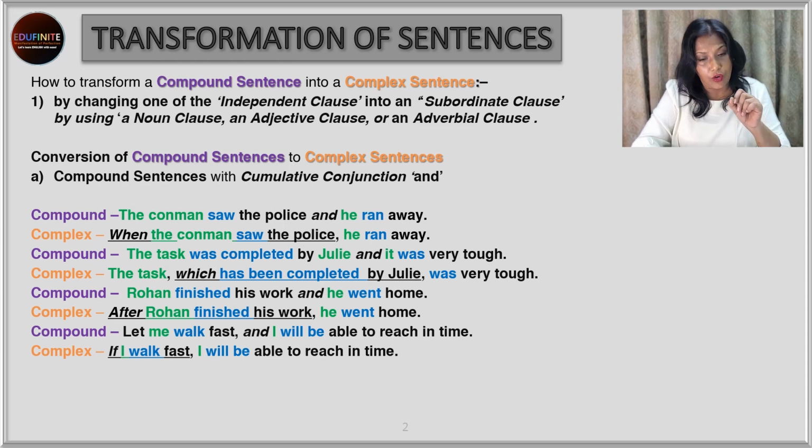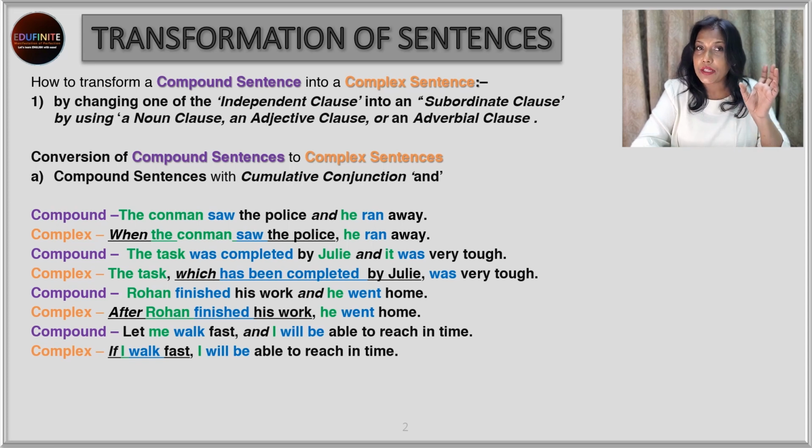If I walk fast, I will be able to reach in time. We remove the coordinating conjunction and we write the independent clause. So this is how we are changing the compound sentence into a complex sentence by attaching a subordinating conjunction to it and removing the coordinating conjunction.